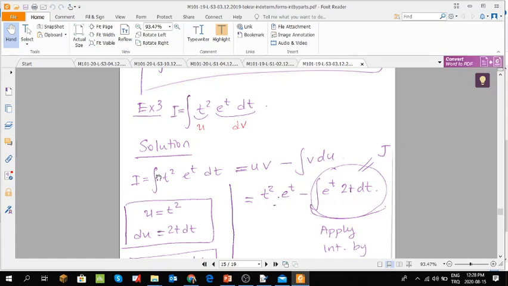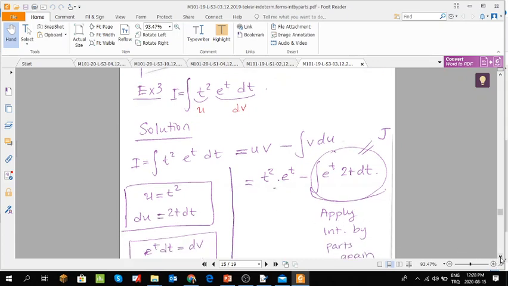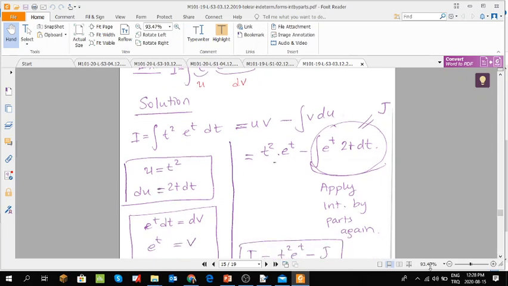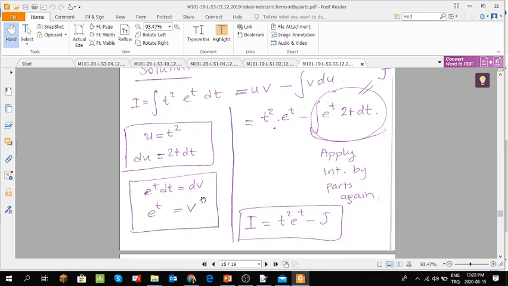The integral I, which is the integral of t squared e to the t dt, is equal to u times v minus the integral of v times du. This is integration by parts, as you know. And what is u? u is t squared. What is v? If u is t squared, then du is easily 2t dt. If dv, what's our next box? Next box is about dv. e to the t dt is equal to dv, then v is equal to e to the t. Perfect. So u is t squared, v is e to the t, minus the integral of v, which is e to the t, times du, which is 2t dt.